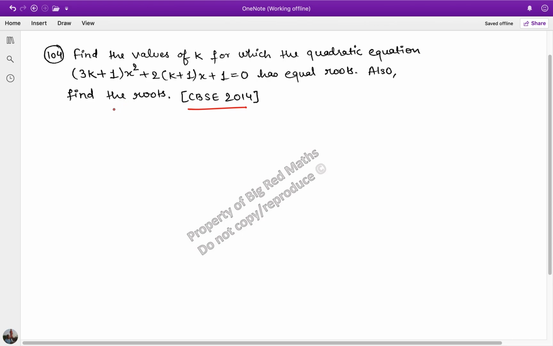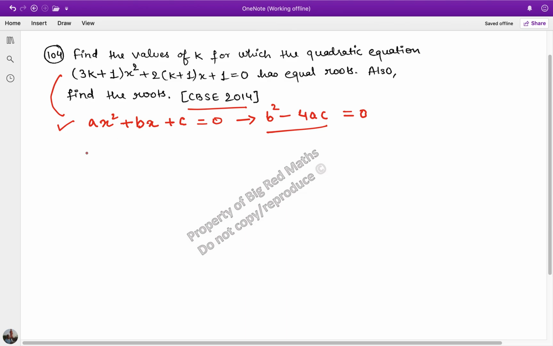Now if you look at this question, if there is a standard quadratic equation ax² + bx + c = 0, then the condition for equal roots is b² − 4ac = 0. So we'll find the values of a, b, c by comparing the coefficients in the two equations. We'll put those values in b² − 4ac = 0, then we'll get a value of k, which we'll plug back in the equation, and then we'll solve the equation to get the roots.